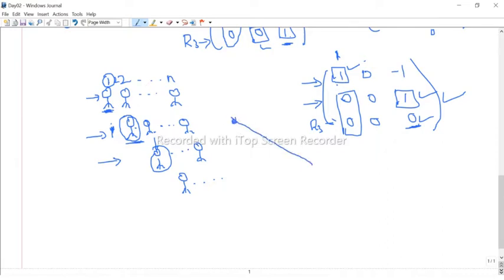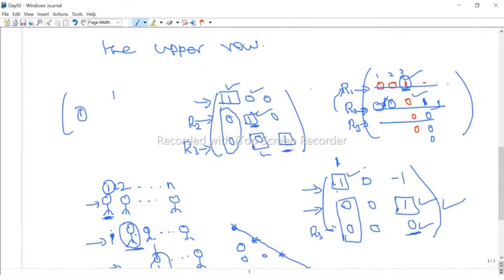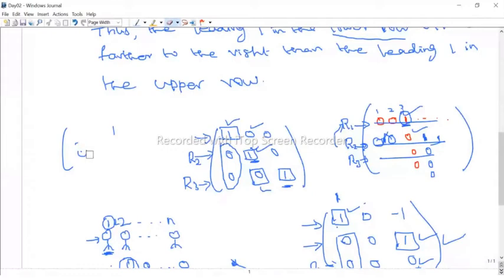Like this, in decreasing order: the first non-zero entry in the second row should be here, the third row's non-zero entries start here, and the fourth row's non-zero entry should be here. Before this, everything is zero. This is actually echelon form, so that's why we call it echelon form. So this is actually row echelon form.